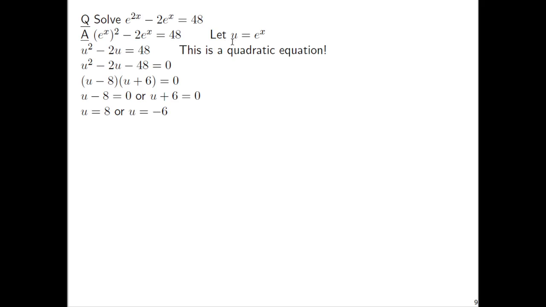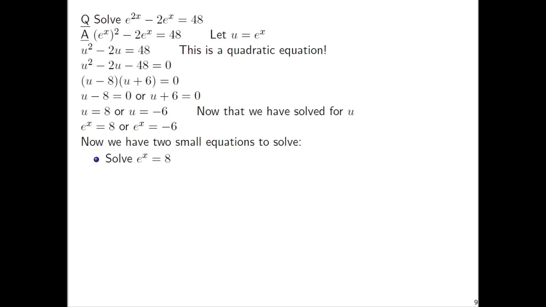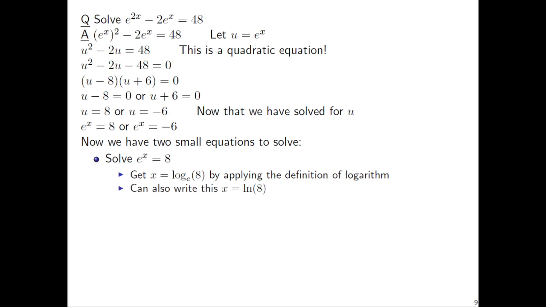This is the time to go replace each u with an e to the x. Right? So e to the x equals 8 or e to the x equals negative 6. So we have these two little equations to solve. Now look, for the first of these, to solve e to the x equals 8, you can get x equals log base e of 8 by applying the definition of logarithm. If you want to write that differently, you could write x equals ln of 8. After all, ln is just a shortcut for writing log base e. So either way, that'll solve the first equation.